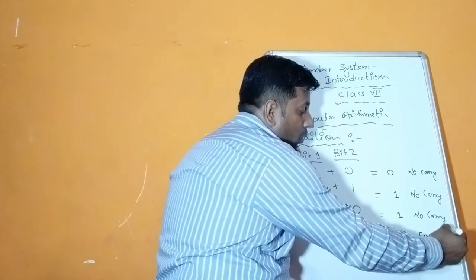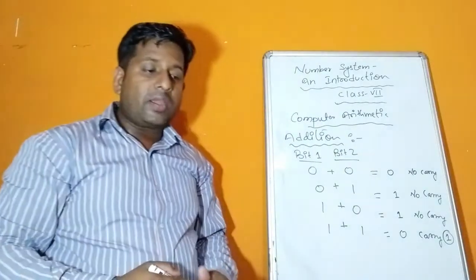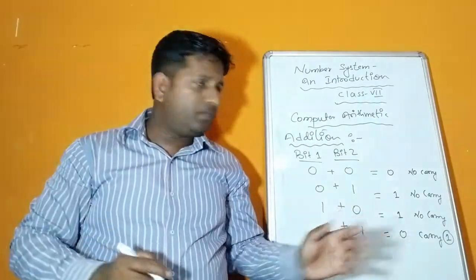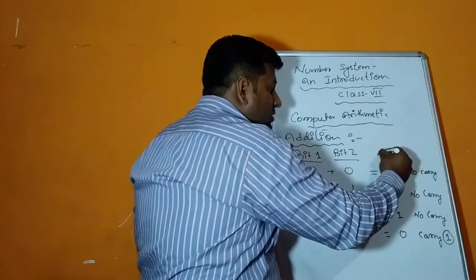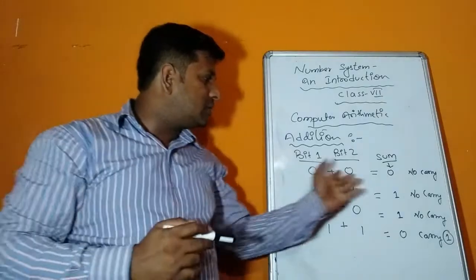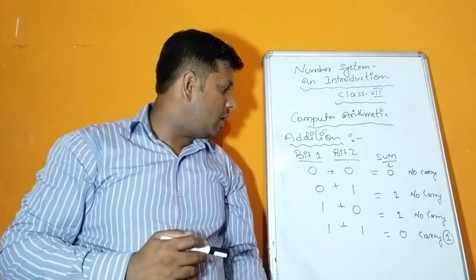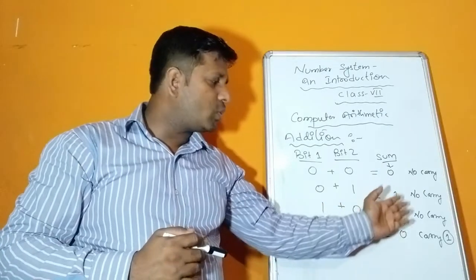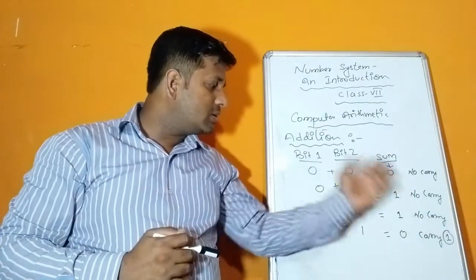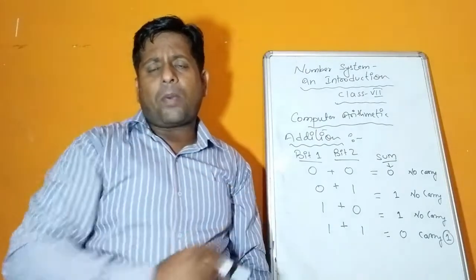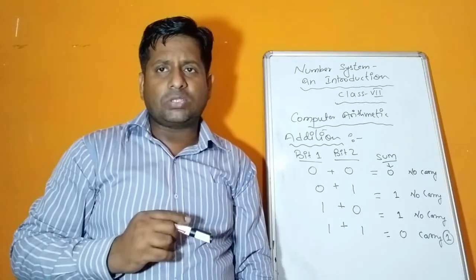So 1 plus 1, the sum becomes 0 and the carry is 1. Whatever I wrote here is the value of the sum. So when 0 plus 0, the sum is 0 with no carry. 0 plus 1, the sum is 1 with no carry. 1 plus 0, the sum is 1 with no carry. 1 plus 1, the sum is 0 with carry 1. So children, this was the part on binary addition.